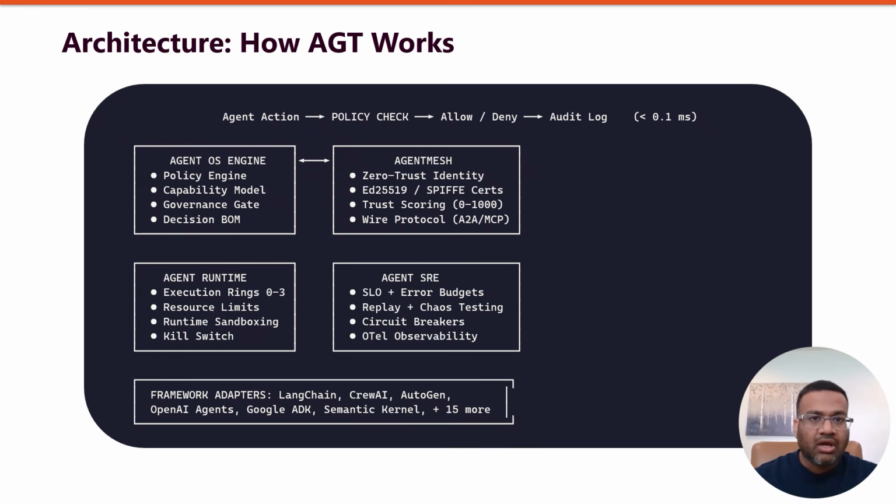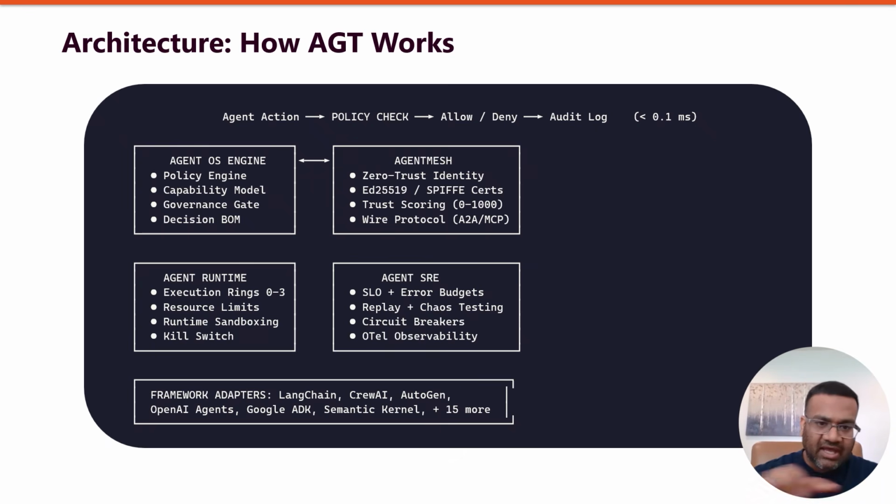Bottom left, the Agent Runtime, with four privilege rings inspired by hardware protection rings. Ring 0 is kernel, ring 3 is untrusted. Saga orchestration handles multi-step workflows with automatic rollback. And there is a kill switch for immediate agent termination. Bottom right, Agent SRE: SLOs, error budgets, circuit breakers, chaos engineering, and replay debugging, OTel native, so it plugs into your existing observability stack.